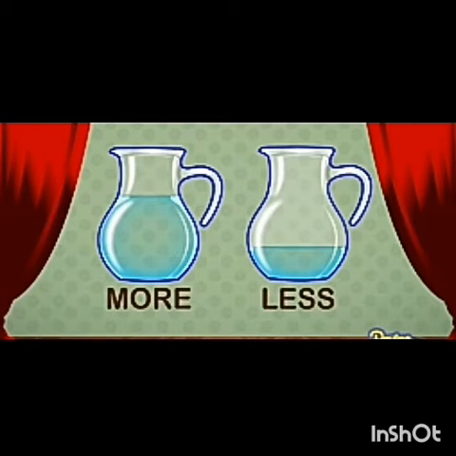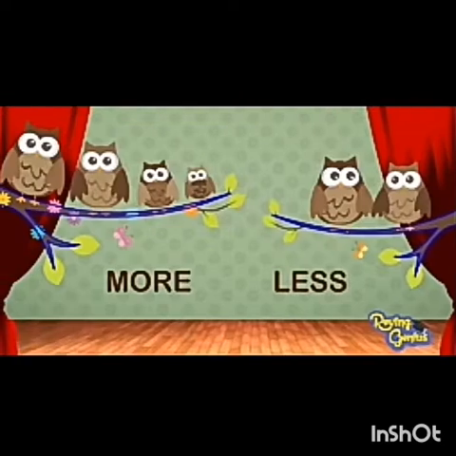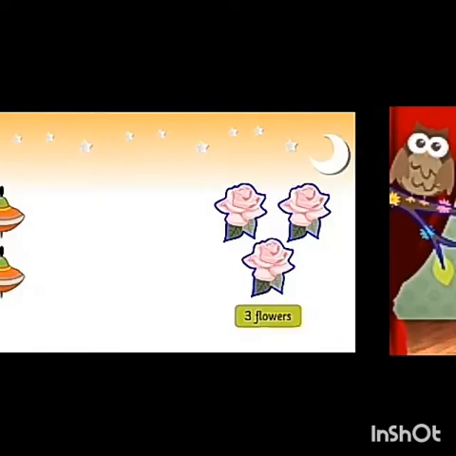See, here we have two jugs of water, right? See the left jug, it has more water, and see the right jug, it has less water. So the left jug has more water in quantity and the right jug has less water in quantity. See, we have birds here, so many birds, right? See, in the left branch we have more birds, but in the right branch we have less birds. So the right branch has less birds in quantity and the left branch has more birds in quantity.